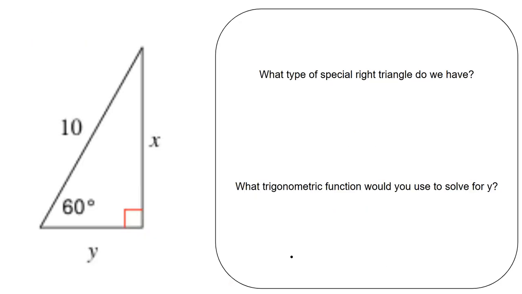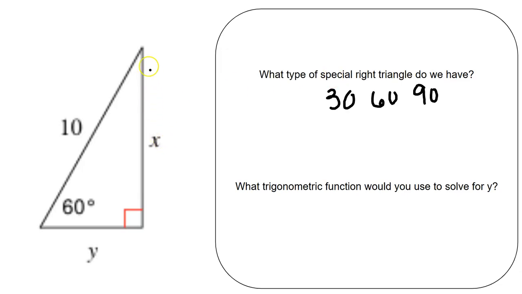Here we have another special right triangle. Notice that one of its angles is 60 degrees. 60 plus 90 is equal to 150. 180 minus 150 gives us that missing angle, which is going to be a 30-60-90 special right triangle.